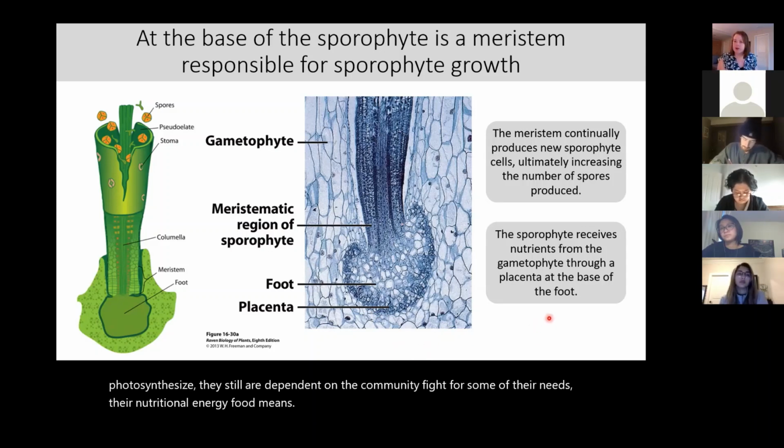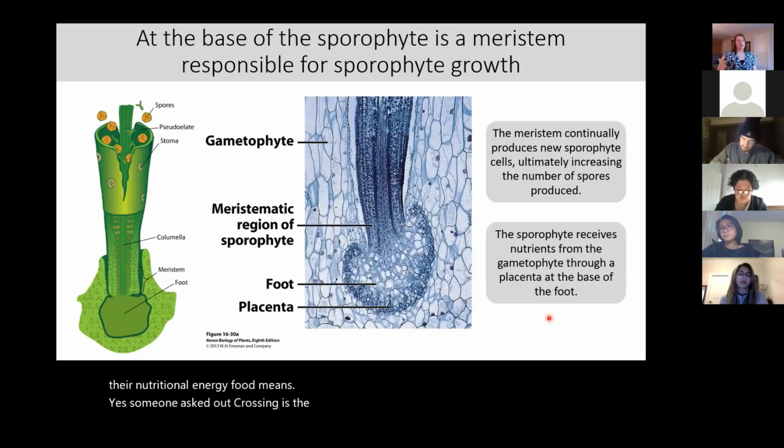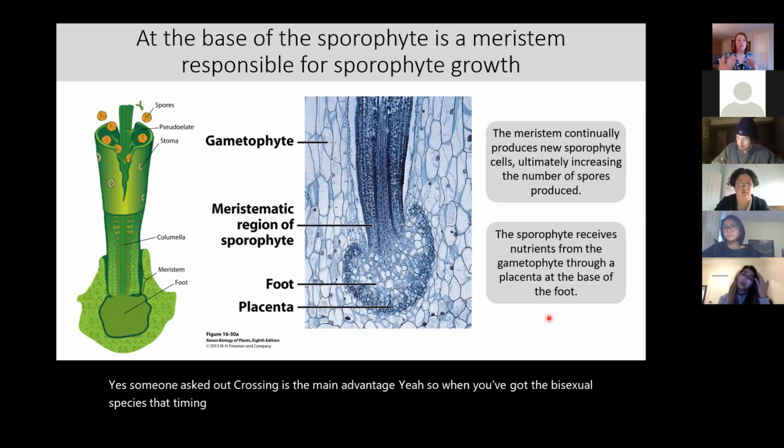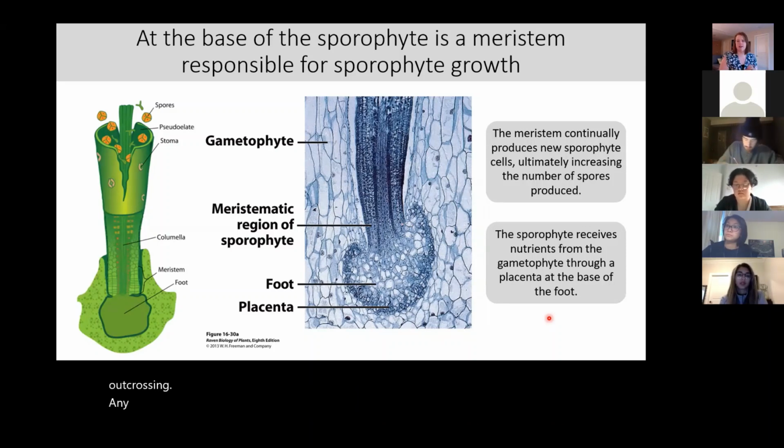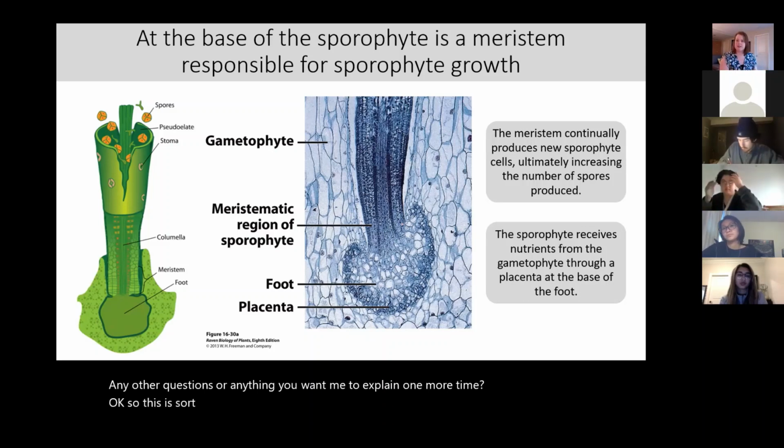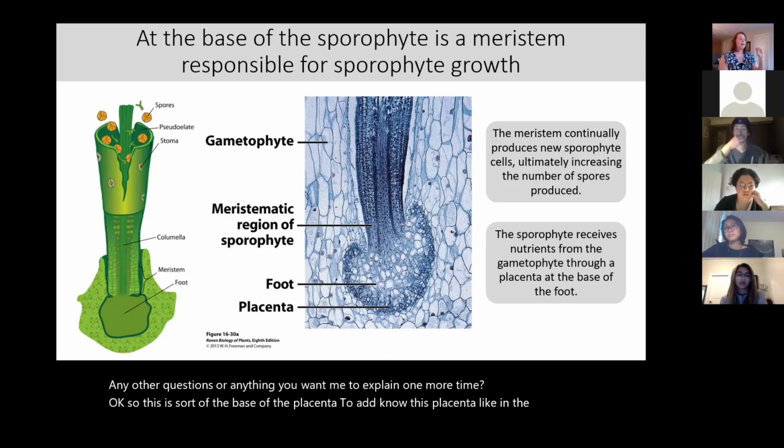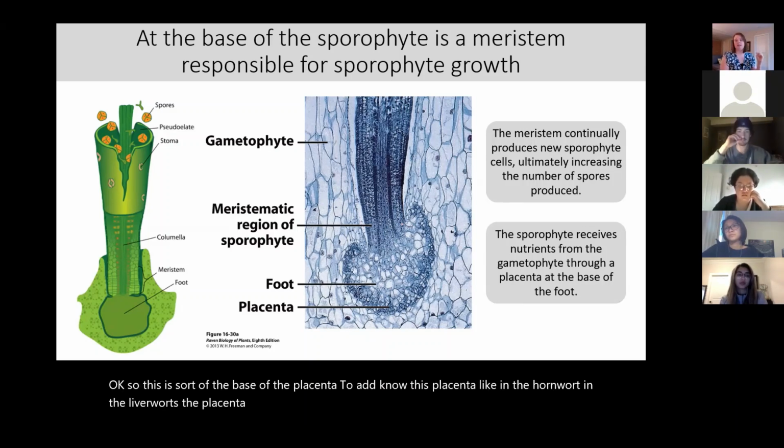Yes, someone asked, outcrossing is the main advantage. Yeah, so when you've got the bisexual species, that timing difference is mainly to increase the chances of outcrossing. Any other questions or anything you want me to explain one more time? Okay, so this is the base of this, is the placenta 2N? No, this placenta, like in the liverworts, is gametophytic, so it is haploid.